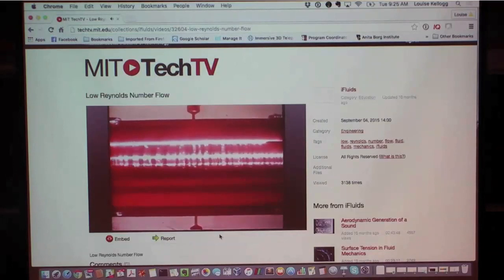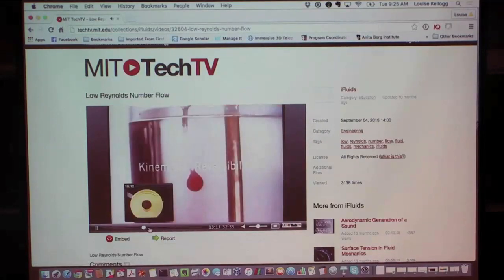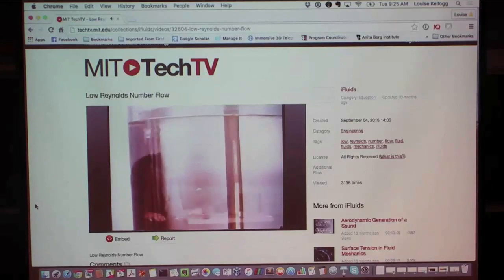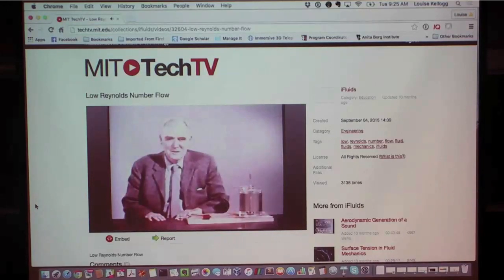Uh-oh. Let's see. Okay. So kinematic reversibility. I'm going to talk you through this rather than showing it to you, rather than letting him talk, which is kind of unfair of me.